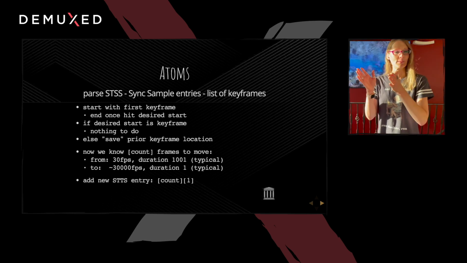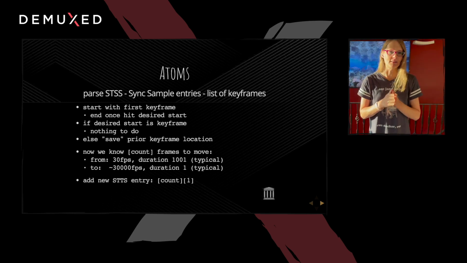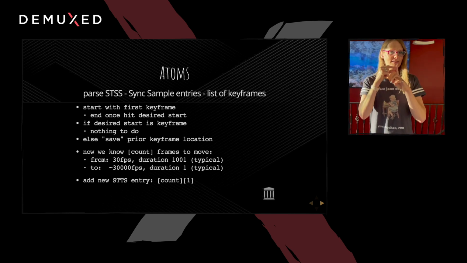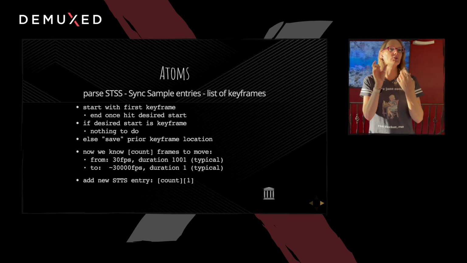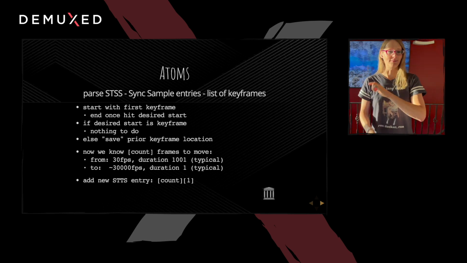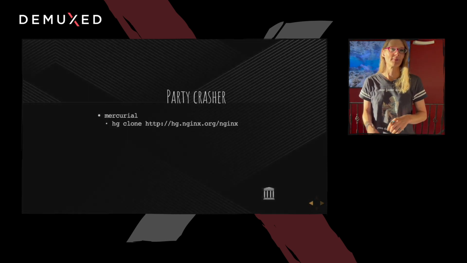And that goes from 30 frames per second to roughly 30,000 frames per second. So all we have to do is add one new STTS entry. We prepend it into that list, and it has the count of the number of frames, and it has the value 1. It's actually almost that simple.